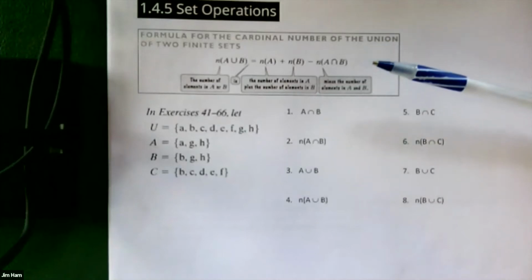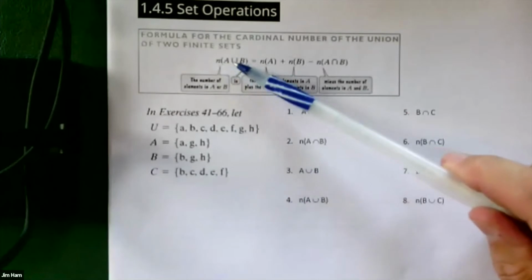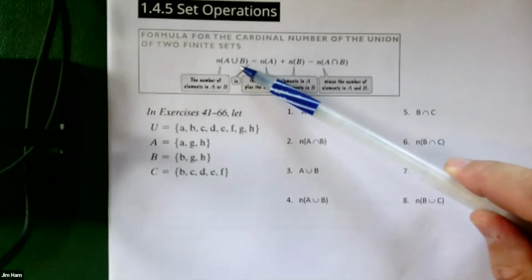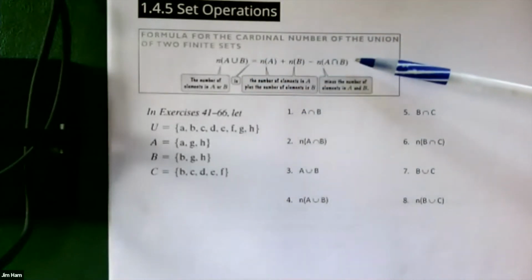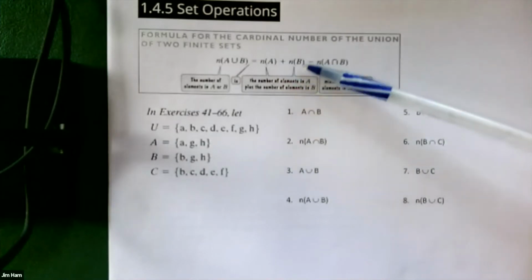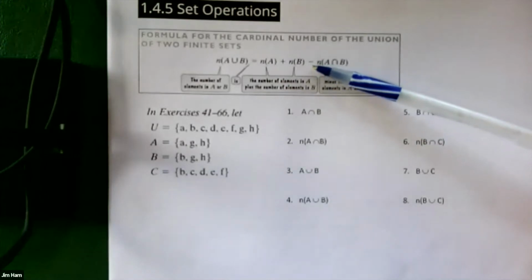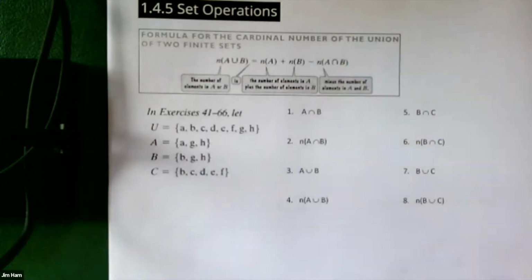There is a formula for cardinal numbers when you're trying to calculate the number of elements in the union between two sets. And the formula is this. You take the number of elements in A, and then you take the number of elements in B, and then you don't want to doubly count the elements that are in both, so you subtract out the elements in the intersection. So let me show you how this would work.